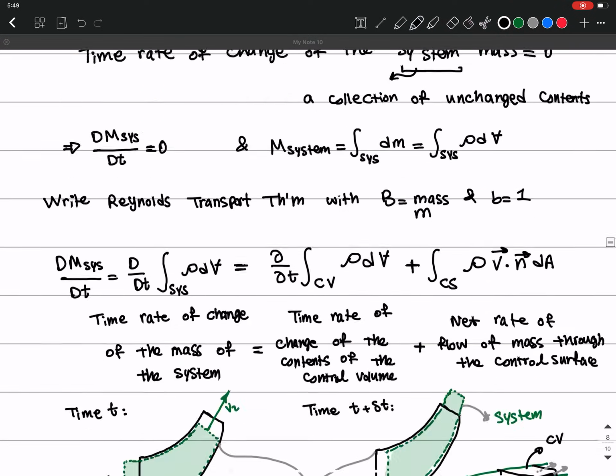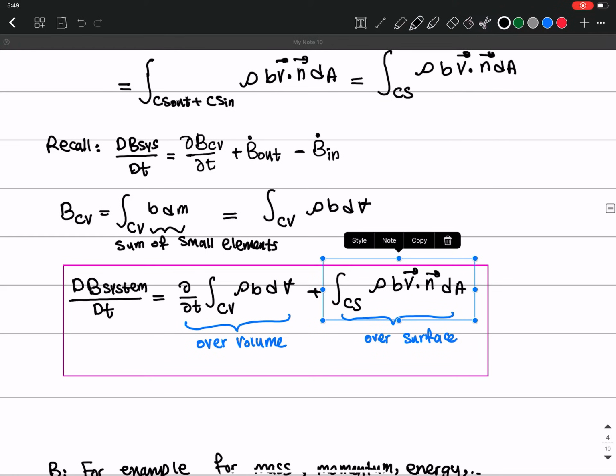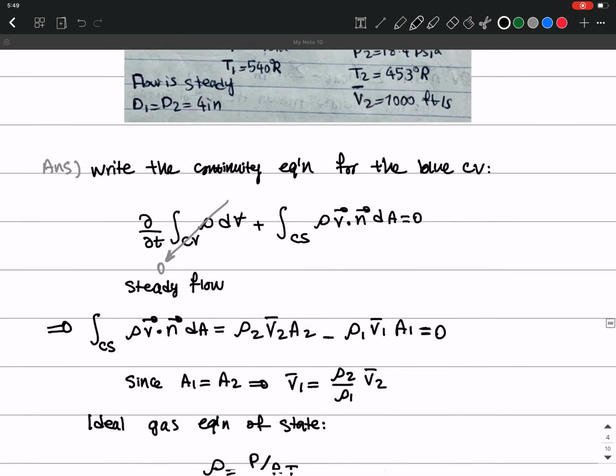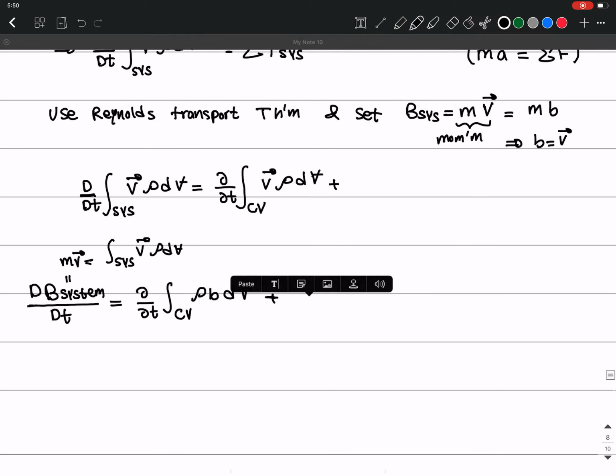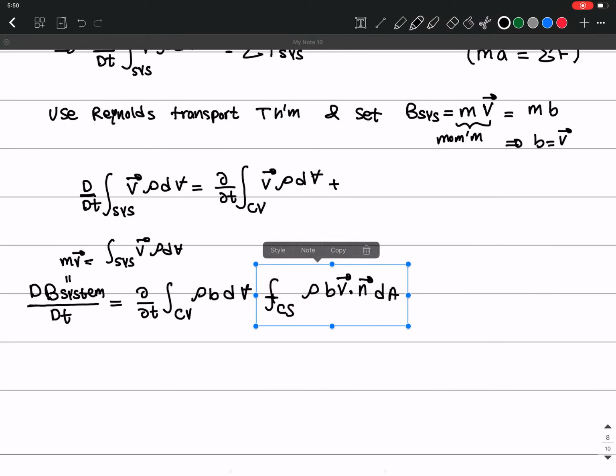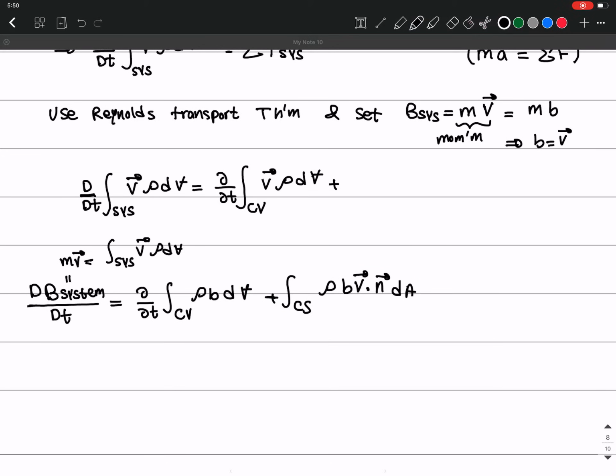So let me see if I can copy that too. So now we have the integral over the control surface of V rho V dot N dA. Okay? So this is going to be the Reynolds transport theorem that we used.